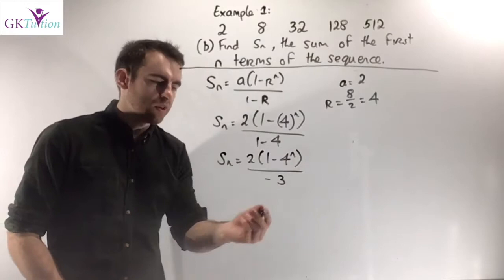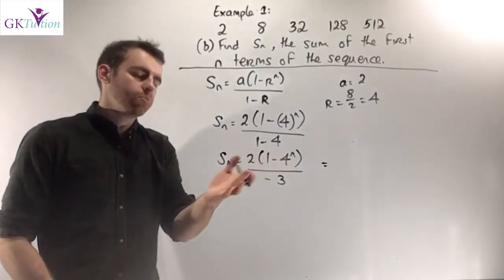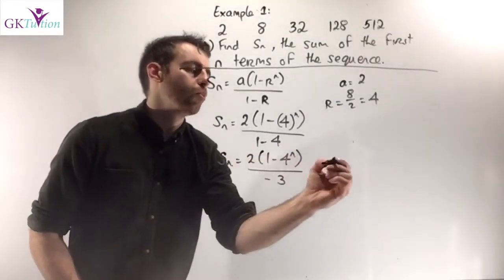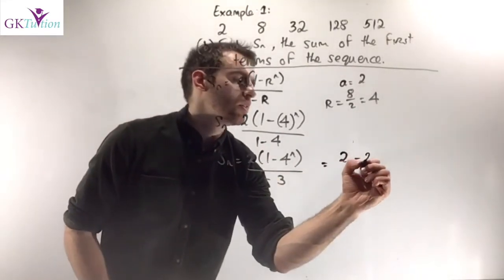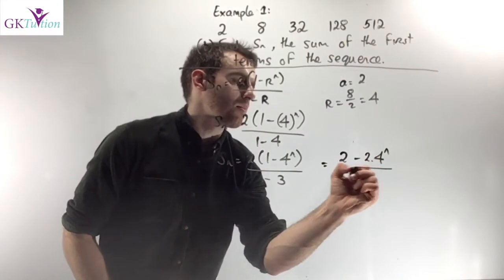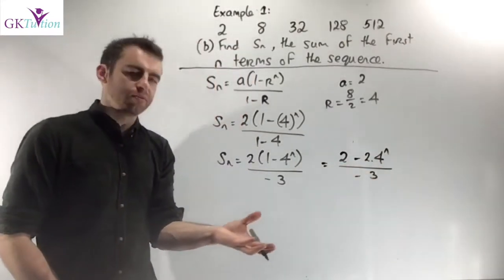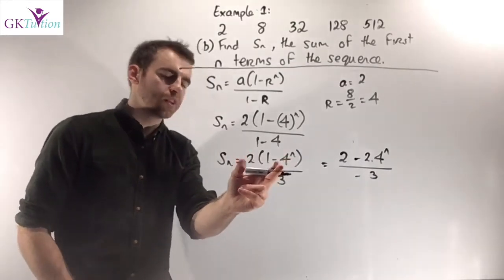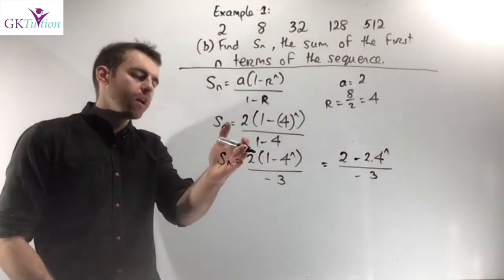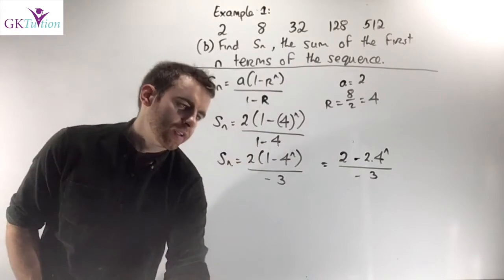I just want you to be aware that it is possible to multiply out the bracket here. 2 by 1 is 2, and 2 by minus 4 to the power of n is minus 2 times 4 to the power of n. But it's almost kind of messier written like that anyway. The problem is you cannot multiply the 2 by the 4 to the power of an unknown. So as far as I'm concerned, you're better off to leave it like that.